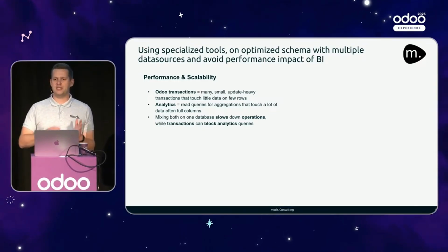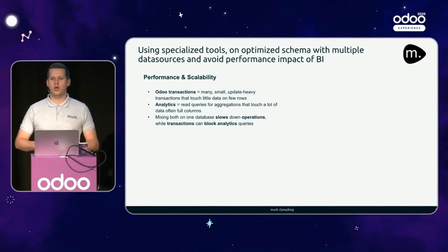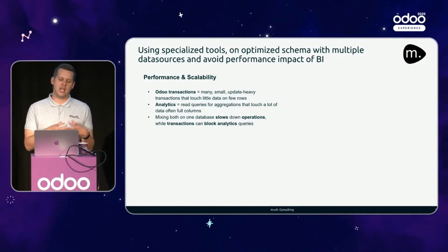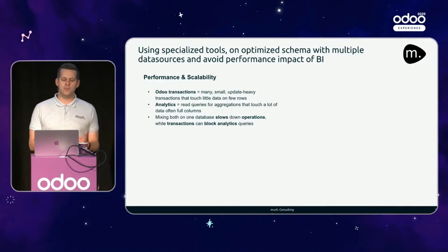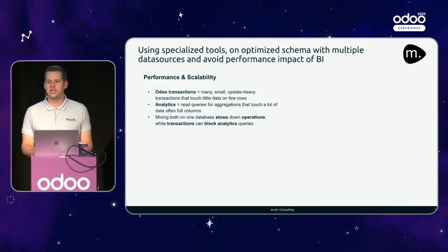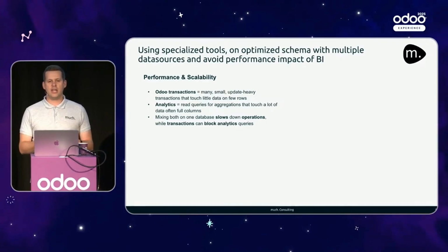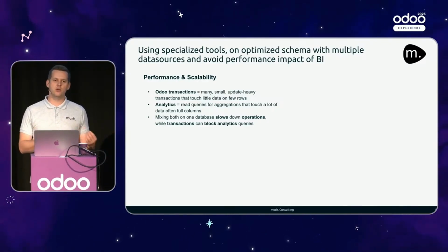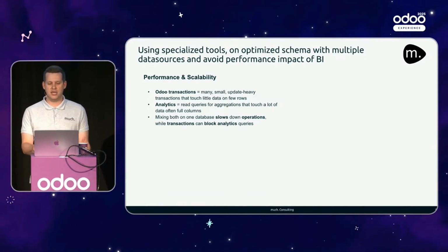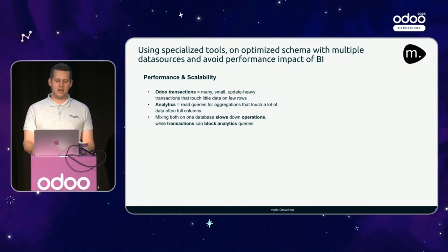If you do analytics, it's basically the other way around. You will touch all your sale orders because you want to know what's the average sale order size. So the type of question and the type of operation that runs on your database for BI and for running your Odoo is quite fundamentally different in what you need to optimize for and what it needs to do. So what happens on big databases is that the operations get slowed down by the analytics, and at the same time, the analytics often get slowed down by running transactions on the same database.